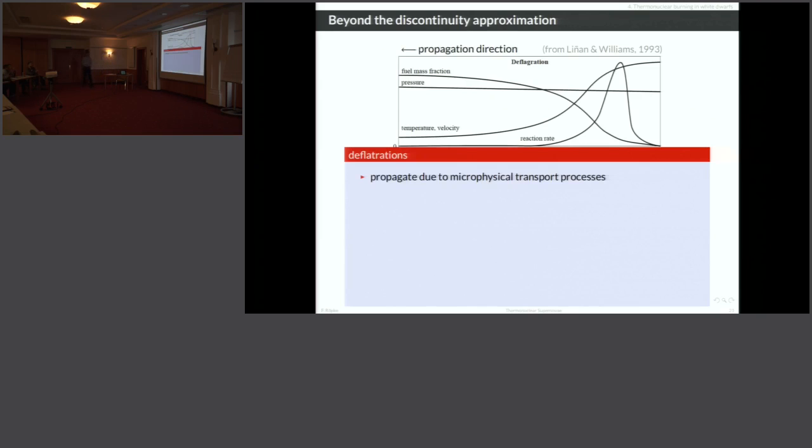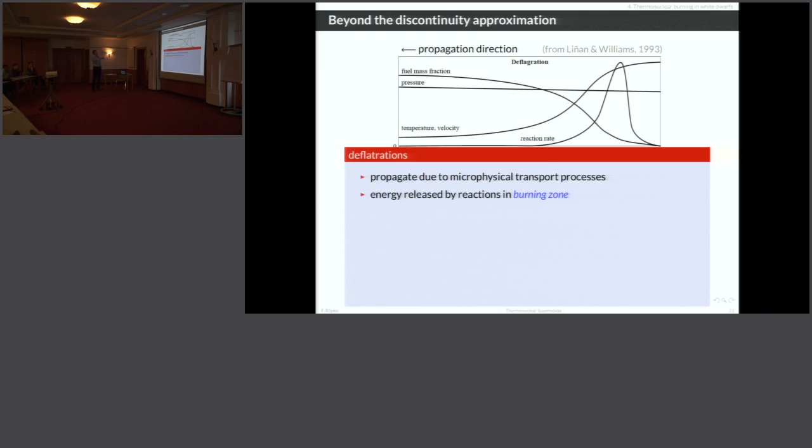Now, if we take a look into the microscopic structure that's schematically shown here, we get the following picture. For deflagrations, the subsonic combustion mode, we find that the propagation is due to microphysical transport processes. The idea here is that the energy released by the reaction is released in the so-called burning zone. Here is a schematic sketch of the quantities inside the deflagration wave if you don't treat it as a discontinuity but resolve it.